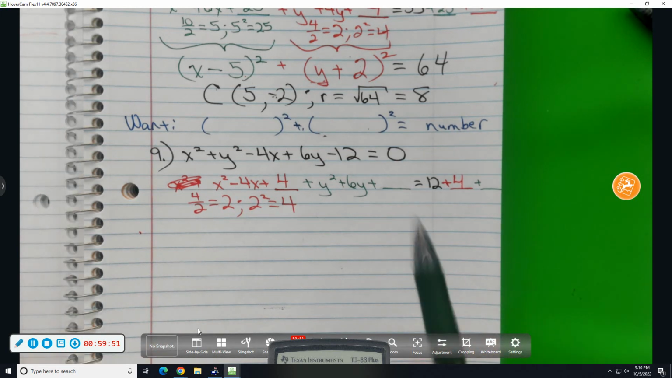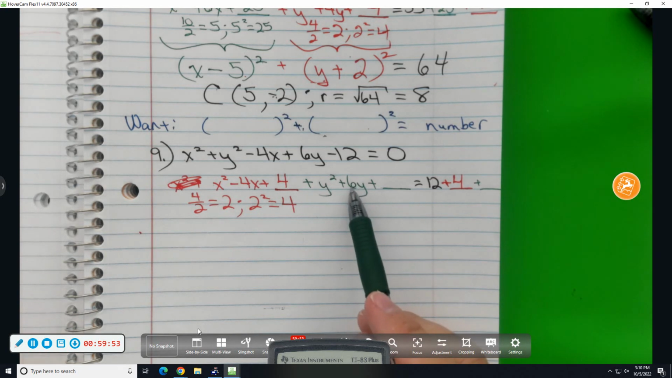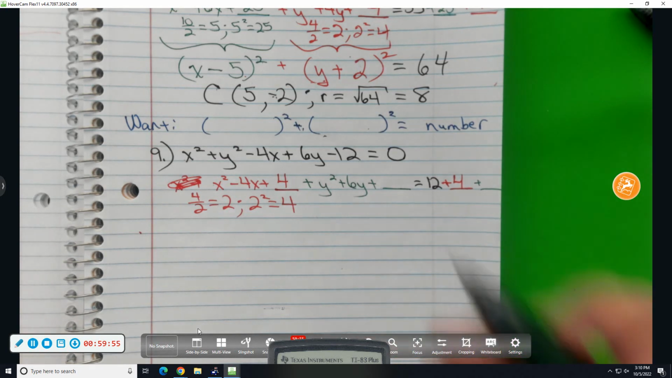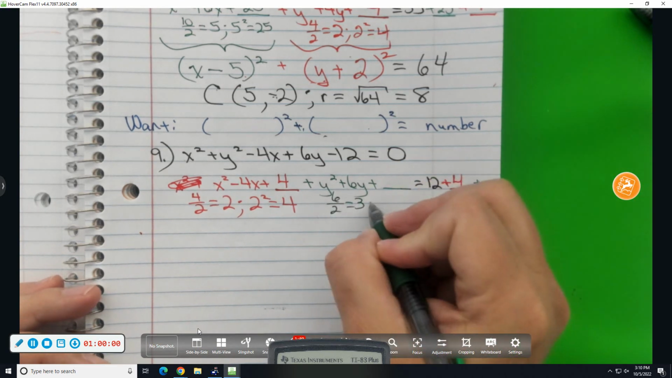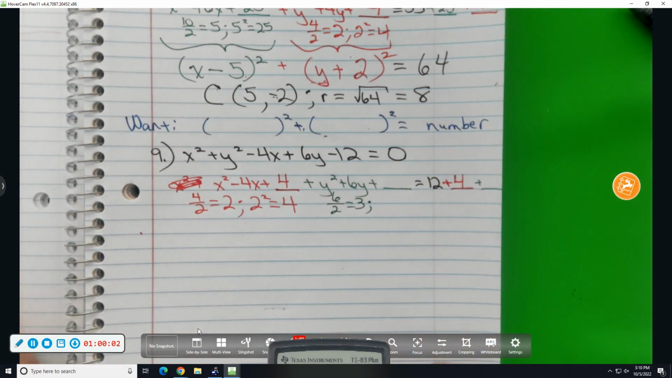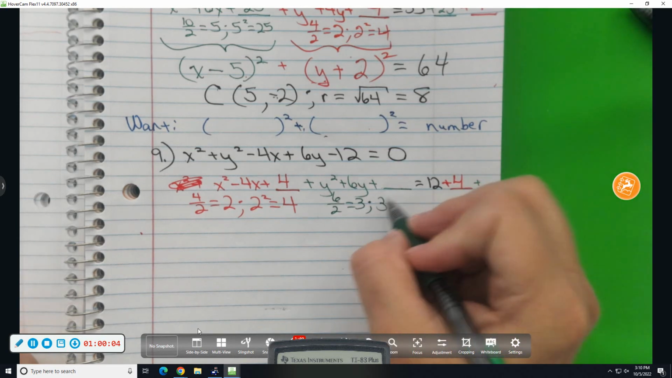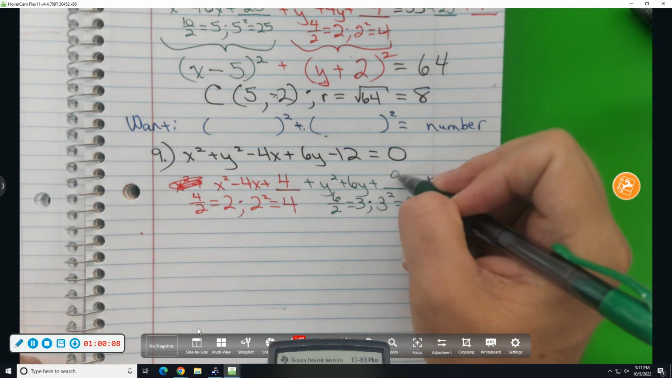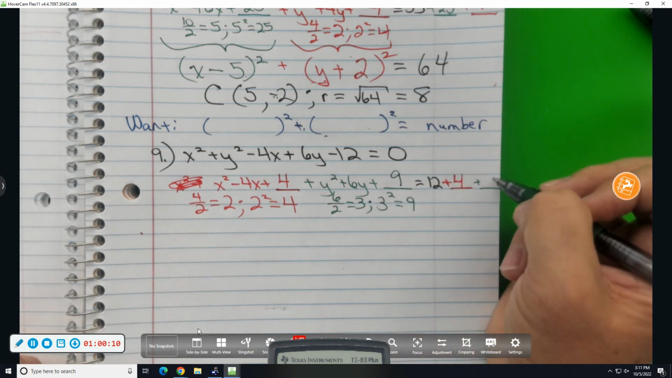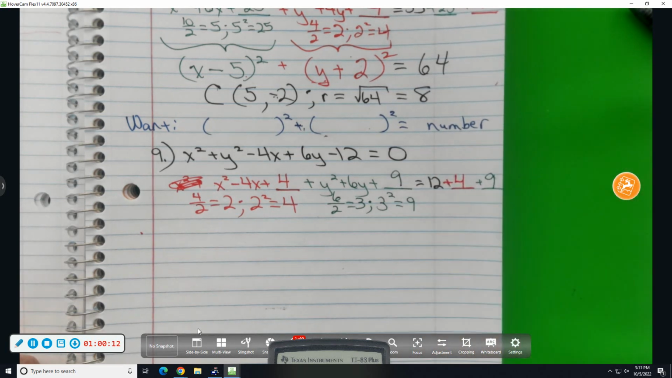Okay. Now we're going to take this number here, 6. What do we do first? Divide it by 2. That gives us 3. And then 3 squared is equal to 9. So we put the 9 here and there.